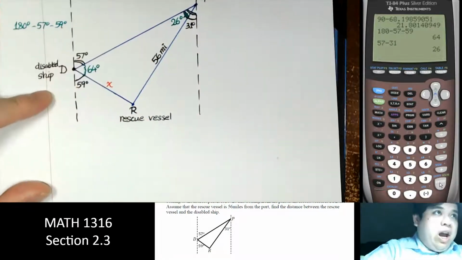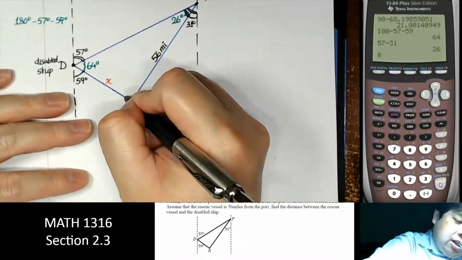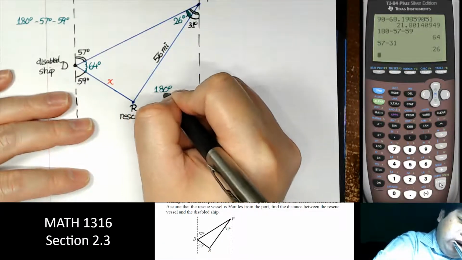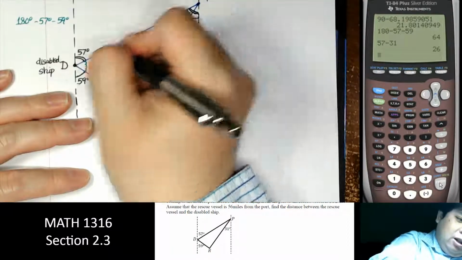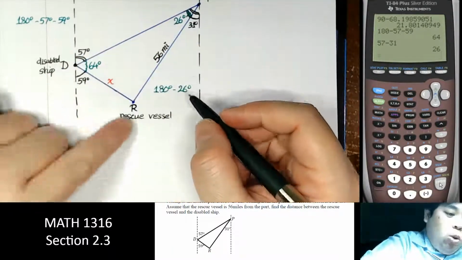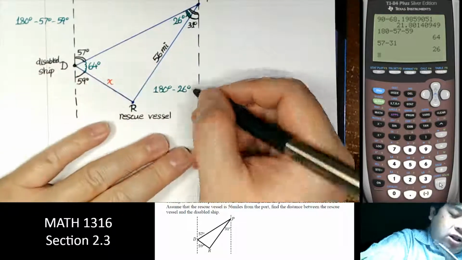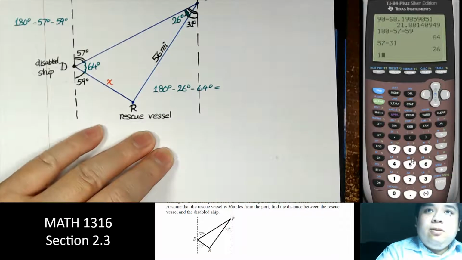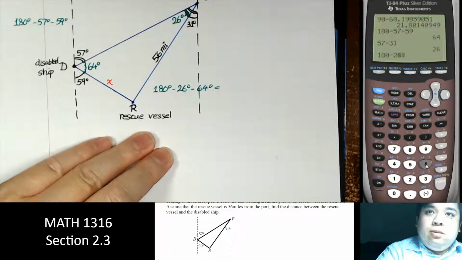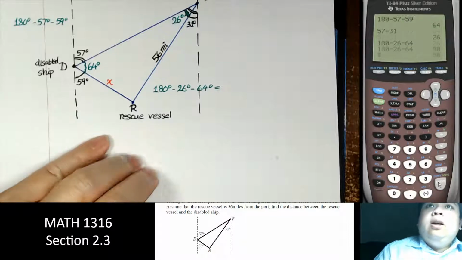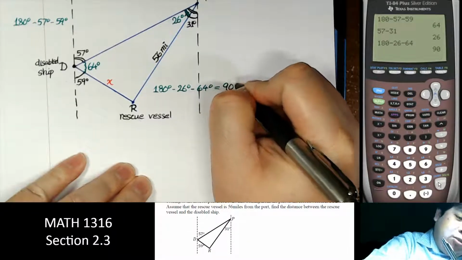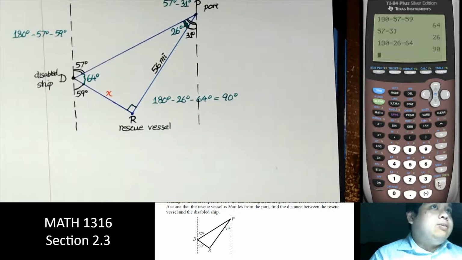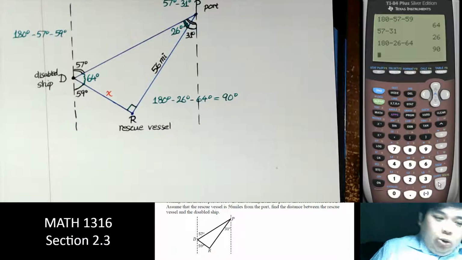Now in this triangle we have 64 and 26. All three angles add up to 180. So we take 180 minus 26 and minus 64, and we have 90 degrees. As I just mentioned before, we need to have a right triangle. So that's good, we have a right triangle.